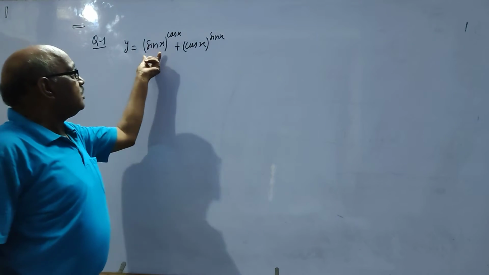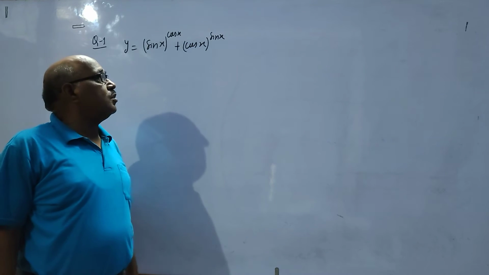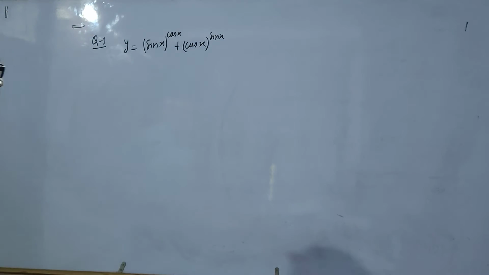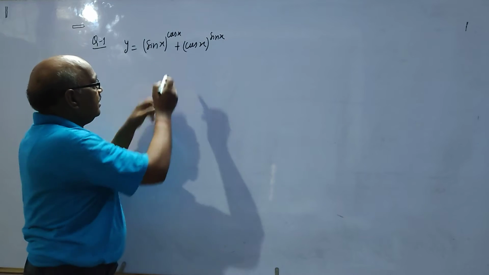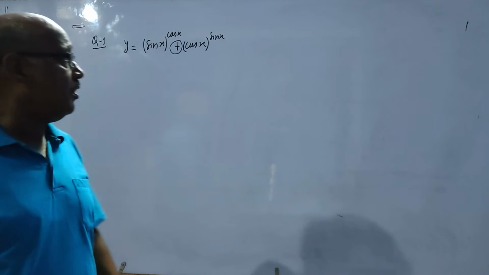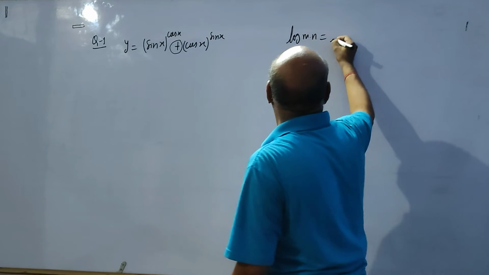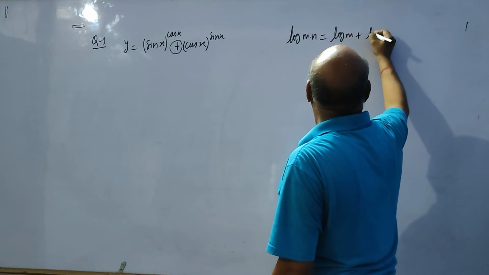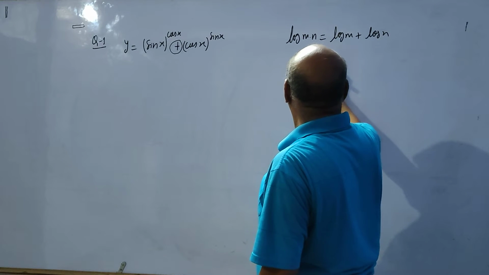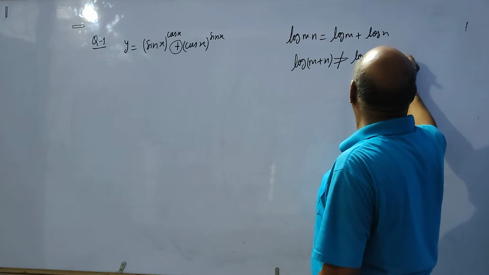Here also, (sin x) to the power cos x is one function in the power of another function, and (cos x) to the power sin x is also one function in the power of another function. Now as there is a plus sign, due to this plus sign we cannot take the log directly. Why can we not take the log? Because we know log of m into n is equal to log m plus log n, but there is no formula for log of m plus n. Log (m plus n) is not equal to log m plus log n.